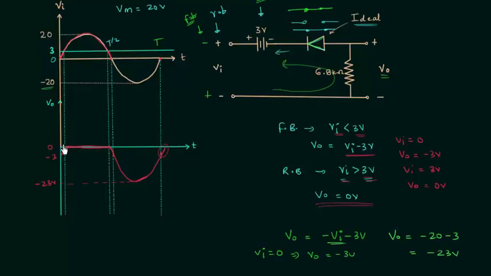This portion is similar to this portion for the next positive half cycle. In the same way, the waveform will repeat itself. I think it is clear to you now.